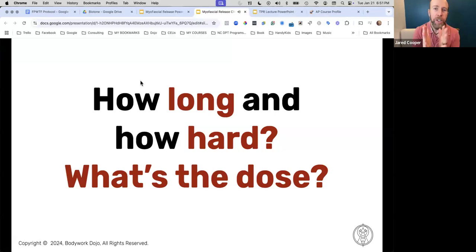All right. So that's the general idea behind myofascial release. We understand that it's a three-dimensional technique. We know that we need to put the tissue on stretch. We need to apply compression. We need to apply direction.